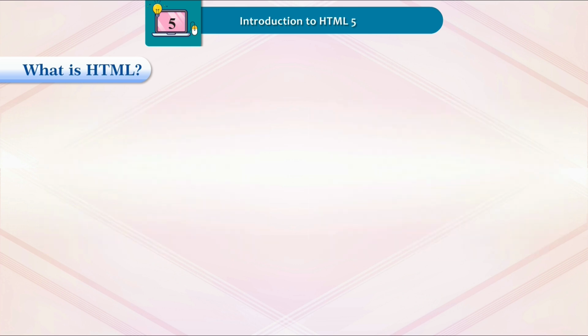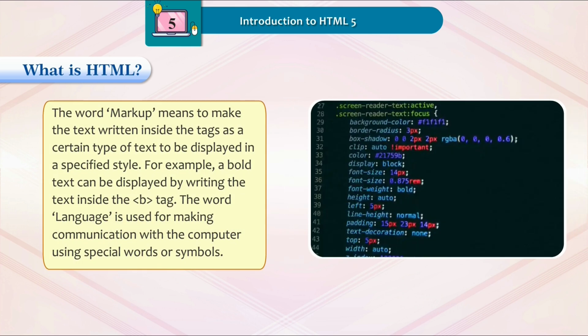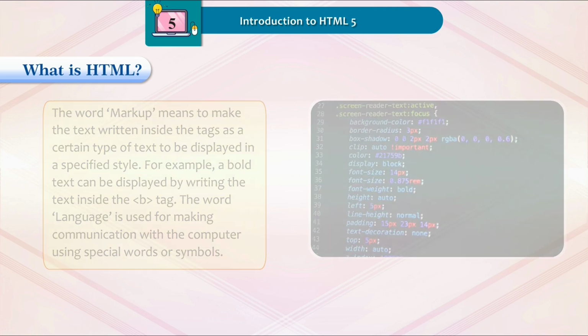The word markup means to make the text written inside the tags a certain type of text to be displayed in a specified style. For example, a bold text can be displayed by writing the text inside the B tag. The word language is used for making communication with the computer using special words or symbols.